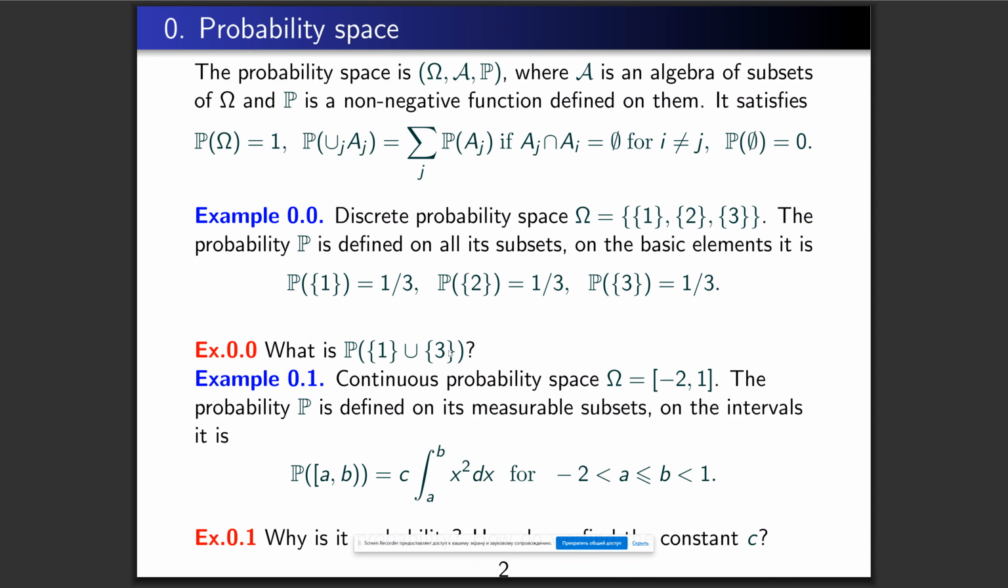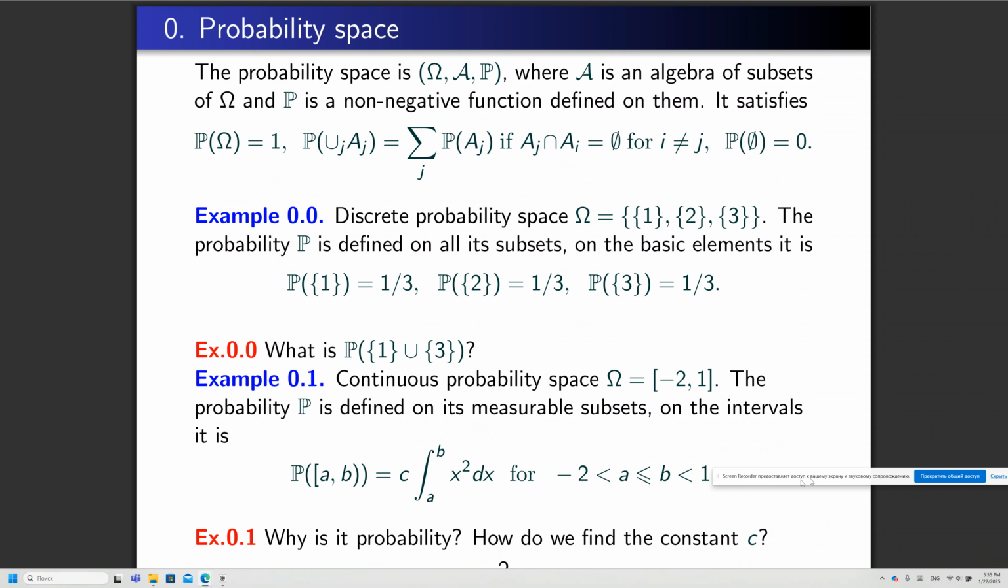Second example, continuous probability space. This is, for example, interval from -2 to 1. The probability is defined on all its measurable subsets. On the intervals, it is integral from a to b of x squared dx multiplied by some constant. The elementary subsets, the intervals, generate all the algebra.